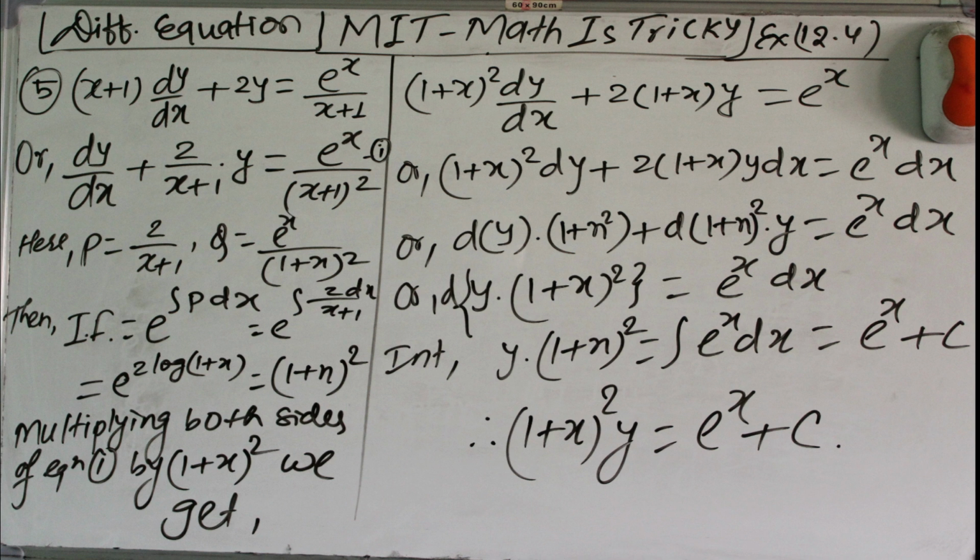Now by simple integration, integrating both sides, we get y(1 + x)² equals the integral of eˣ, which is eˣ + c. Therefore (1 + x)² y = eˣ + c is our answer. This completes the solution for question number 5.